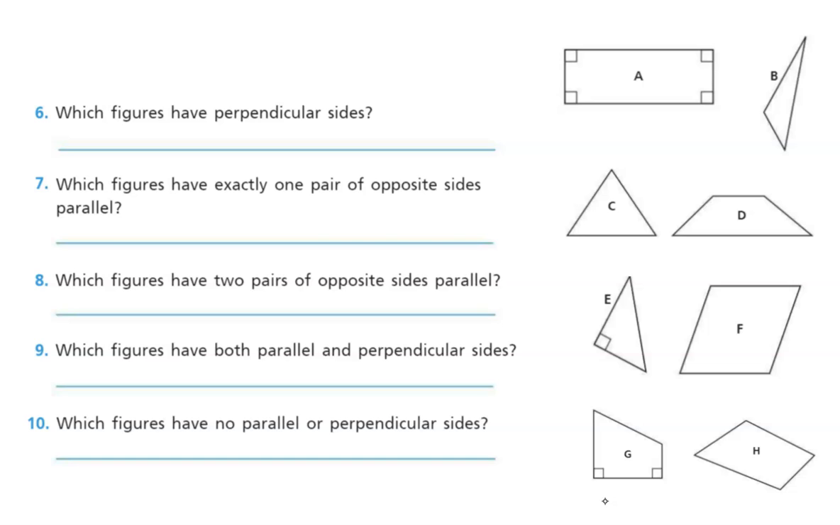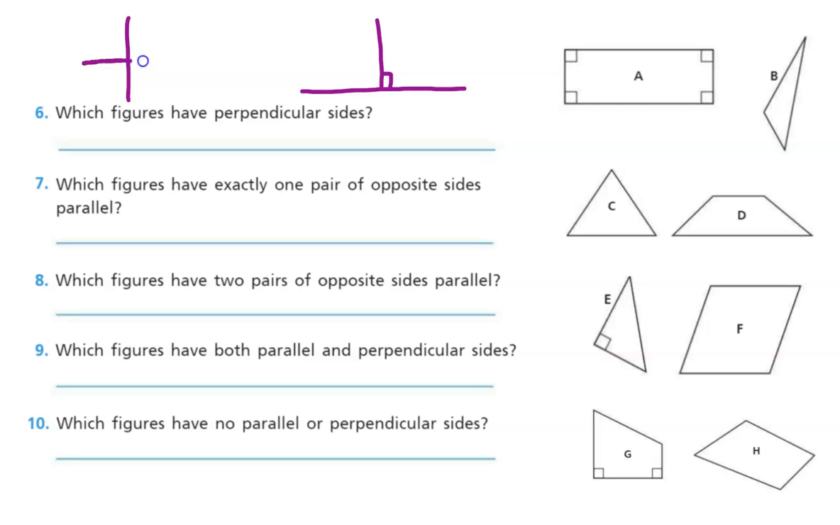So this says which figures have perpendicular sides. So here's what you have to remember about a perpendicular line. A perpendicular line is one where you meet at a 90-degree angle. Okay, so you meet at a 90-degree angle. So keep that in mind. You've got to have that little square corner there.